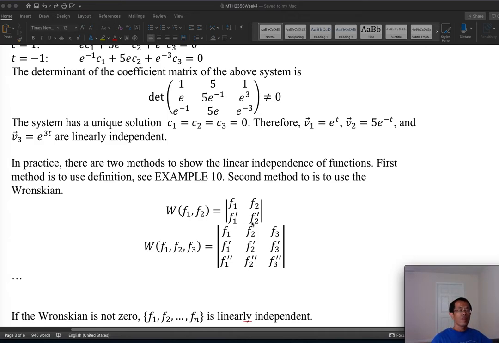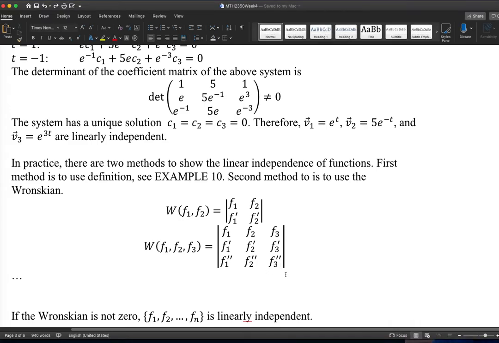So let's say we have a set of two functions. The Wronskian of two functions is the determinant of a 2 by 2 square matrix. The first row is f1, f2, and the second row is the corresponding derivatives. Similarly, for three functions, the Wronskian is a 3 by 3 square matrix: the original functions, the derivatives of those original functions, then the second order derivatives of those three functions.